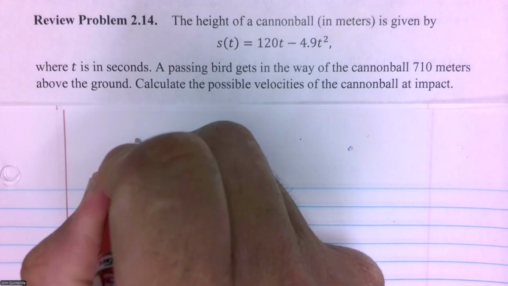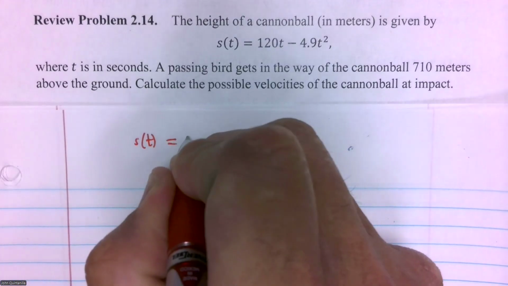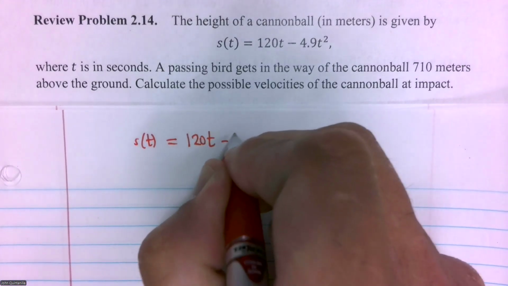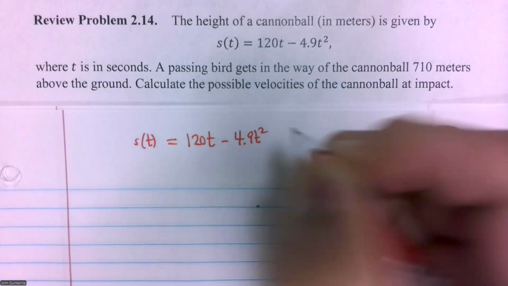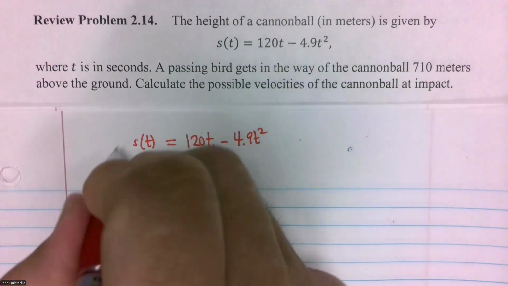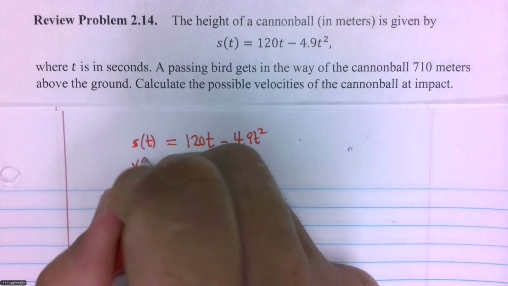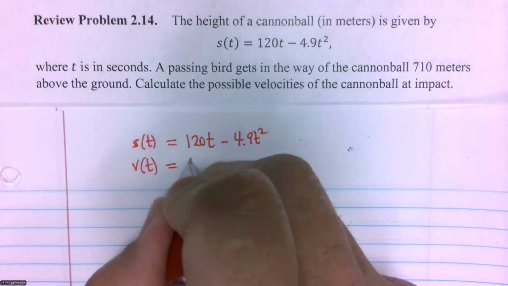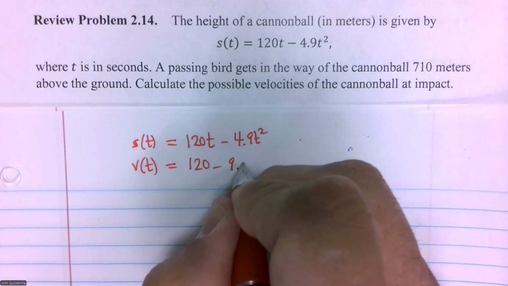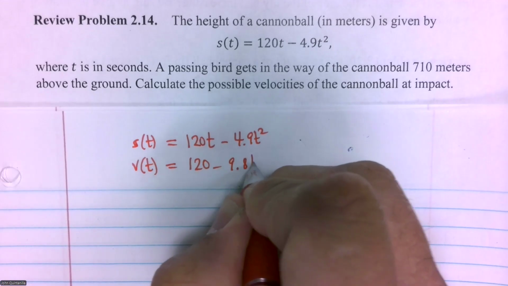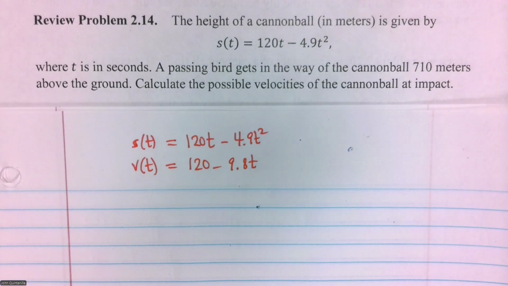To get started in a problem like this, I recommend doing the derivatives first, and then we will deal with the word problem aspects second. So first we have the original position, and if I take the derivative with respect to time, I get 120 minus 9.8t. And so that is the velocity.